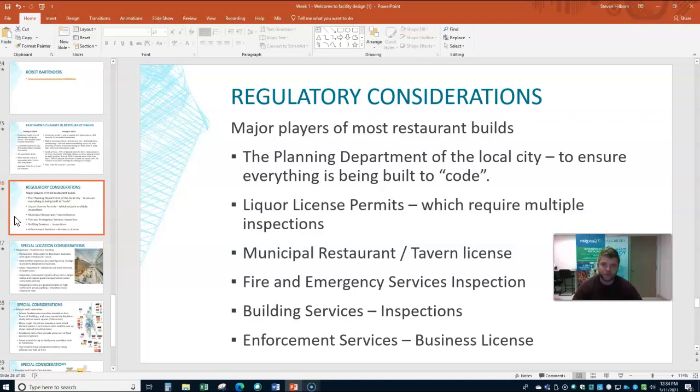Smart Serve is still a requirement now for all of those people. Municipal restaurants and tavern license, fire and emergency services and inspections, and this will define what your carrying capacity is, or how many people you can have in your building.